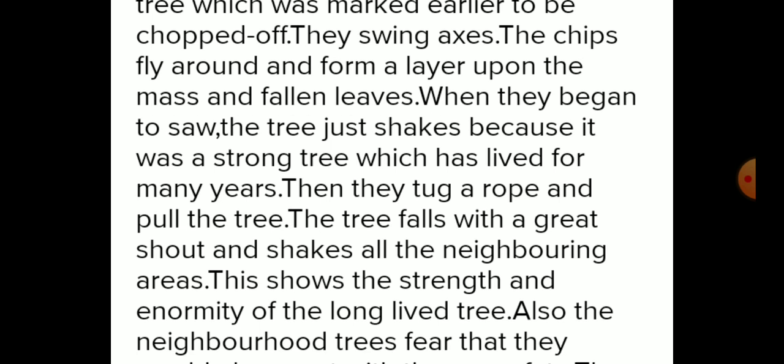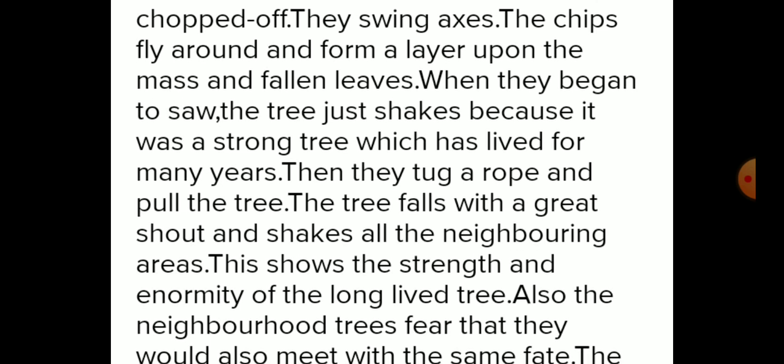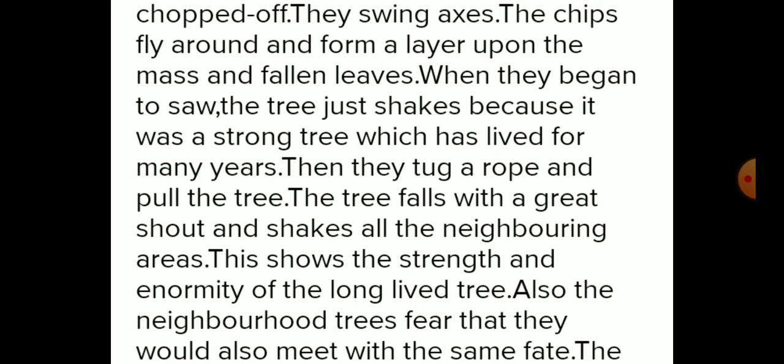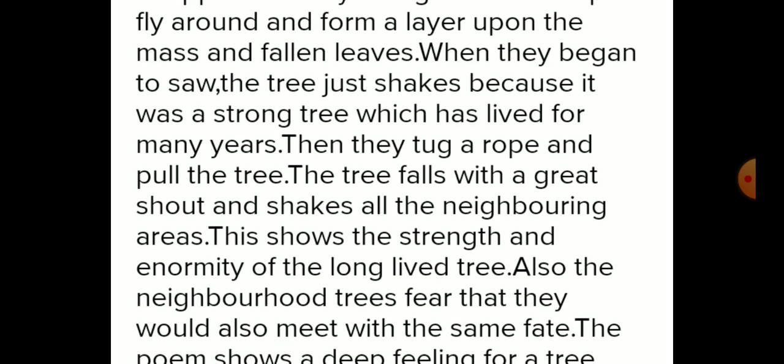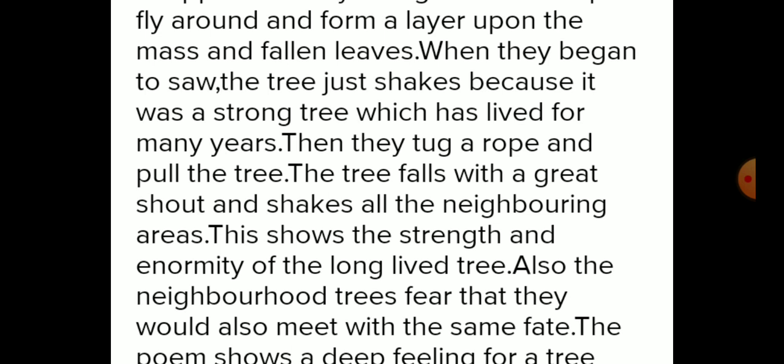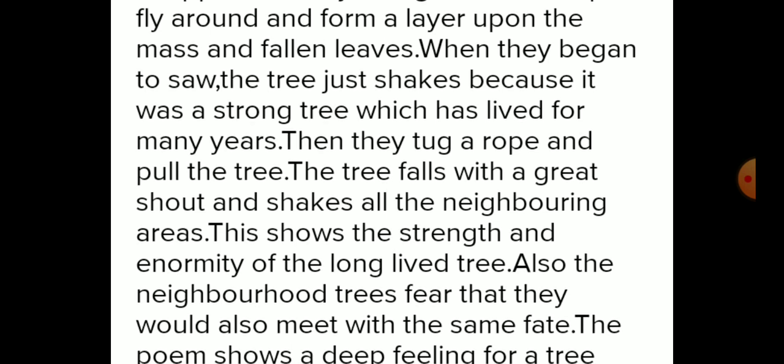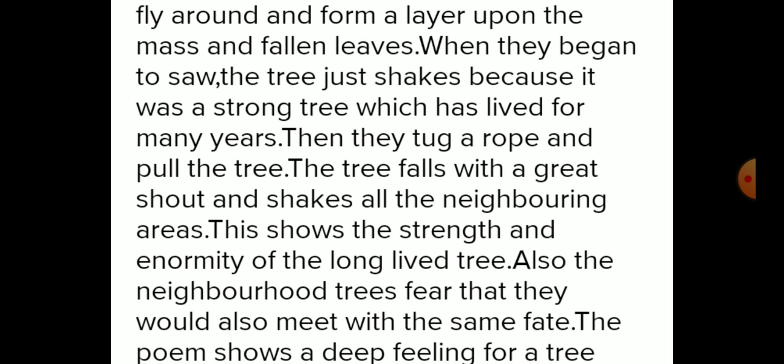Also, the neighborhood trees feared that they would also meet the same fate. Yes, now the neighboring trees were scared. We will also have the same fate in the upcoming days. Today the tree was killed. Tomorrow we are going to be killed by such kinds of persons as per their increasing demand. So students, this is the short summary described by the English department about Throwing a Tree. So students, the poem shows a deep feeling for a tree.